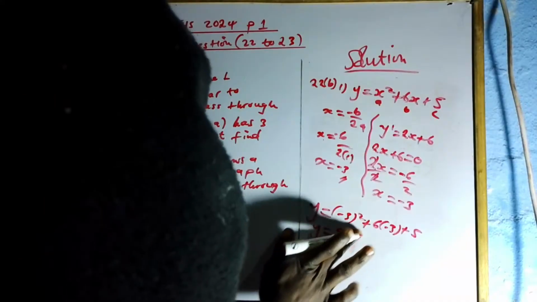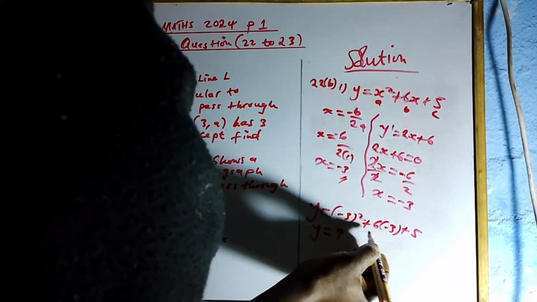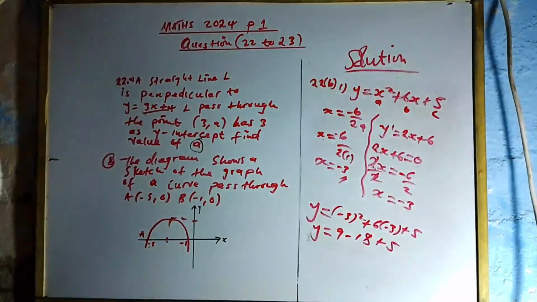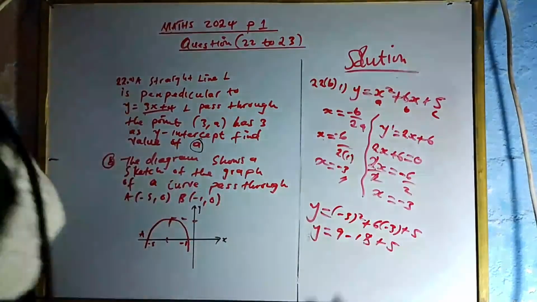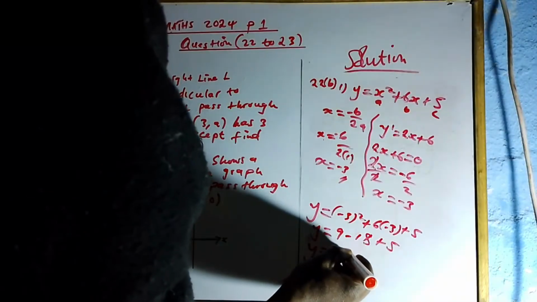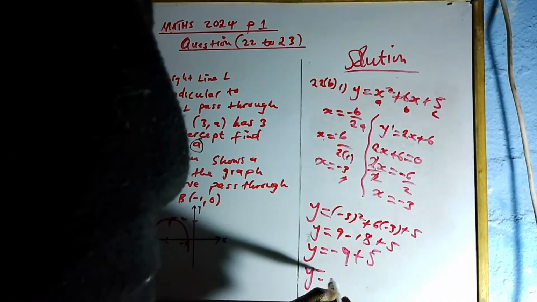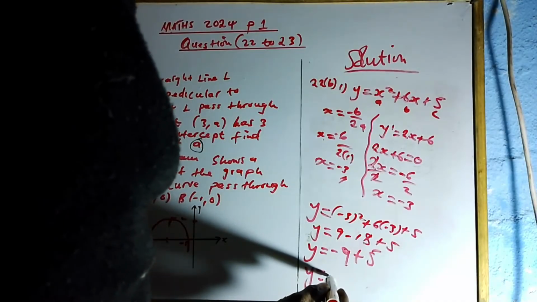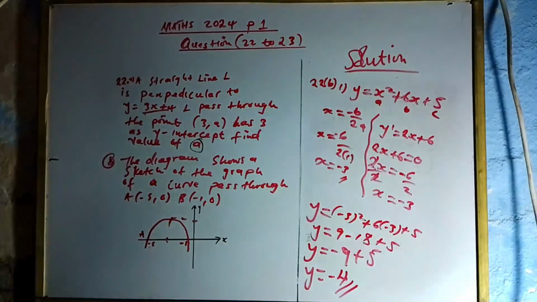So here you're going to have minus, because of this negative here, negative times positive, which is negative 18, then plus 5. Then now 9 minus 18, you're going to have minus 9 plus 5, in which y equals minus 4. So this is the turning point for y. For part 22, we are done.